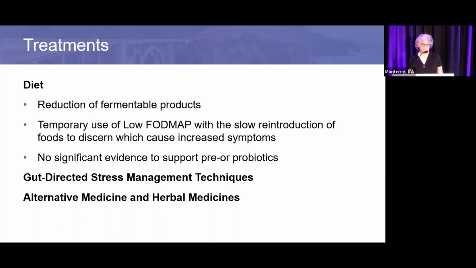Gut-directed stress management techniques, and we had lovely discussions about that yesterday. In alternative medicine, like in herbal medicines, Atrantil is one of those herbal medicines that has been used to reduce methane production by scavenging hydrogen ions and potentially acting as a cidal agent for methanogenic bacteria. And patients with IBS have reported less bloating and constipation when taking this remedy.